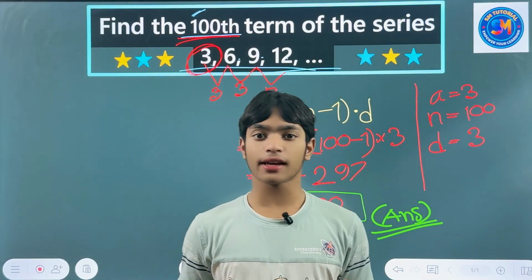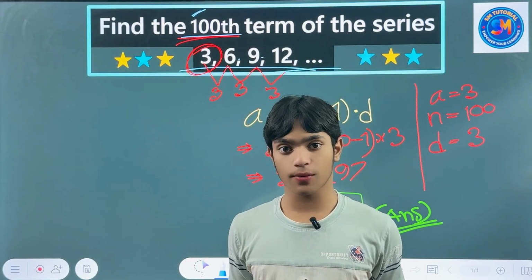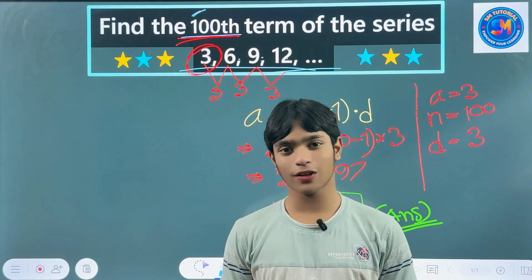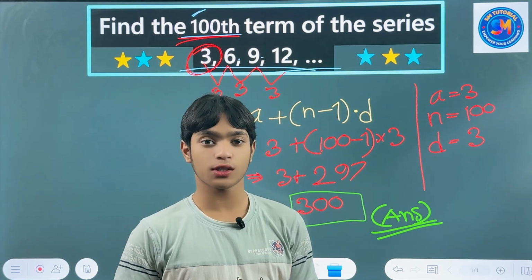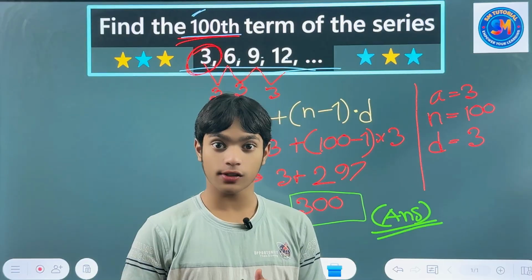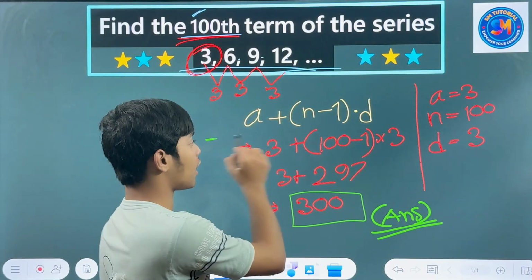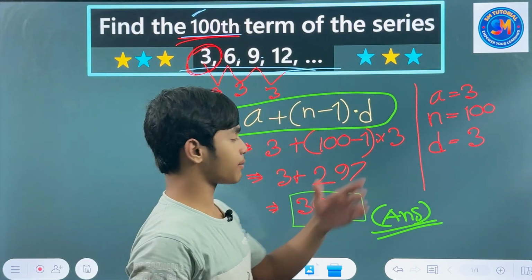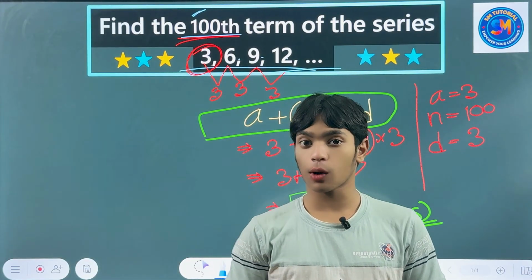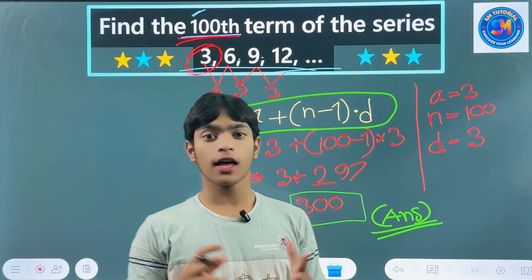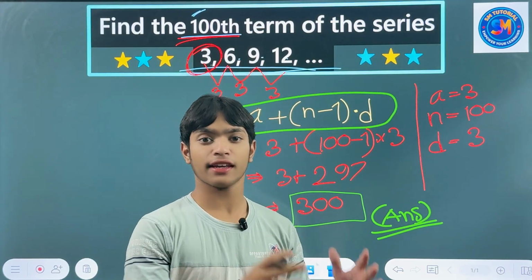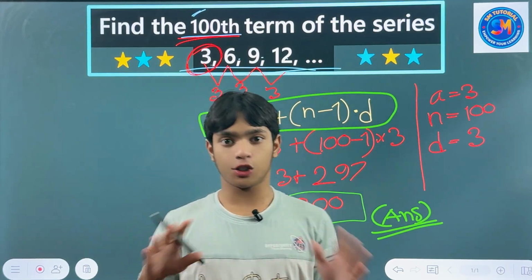So I think next time you can solve these types of math very easily. So that's it for today. And if you have any more questions, like what is the formula for a geometric series, because this is for our arithmetic series, then let me know in the comment box, and in the next video I will show you a geometric series.